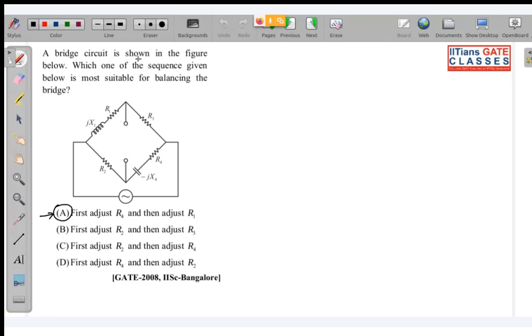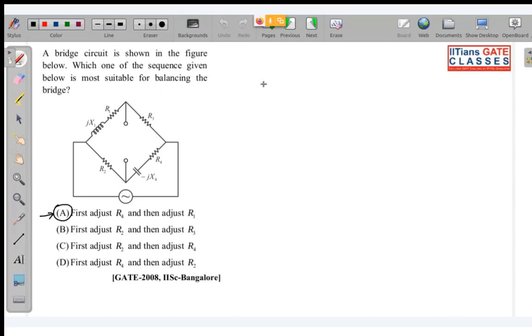So what is given? A bridge circuit is shown in the figure below. Which one of the sequences given below is most suitable for balancing the bridge? Now here it is not said which parameters you need to balance. It is not said over here. So what are you going to do then?